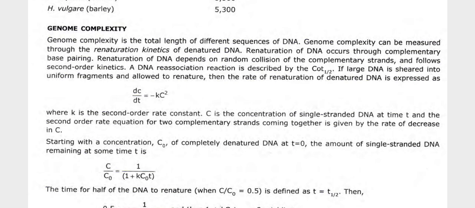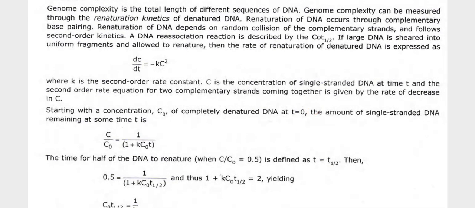A DNA reassociation reaction is described by the Cot half. If the large DNA is sheared into uniform fragments and allowed to renature, then the rate of renaturation of denatured DNA is expressed as dC/dt = -kC², where k is the second order rate constant.